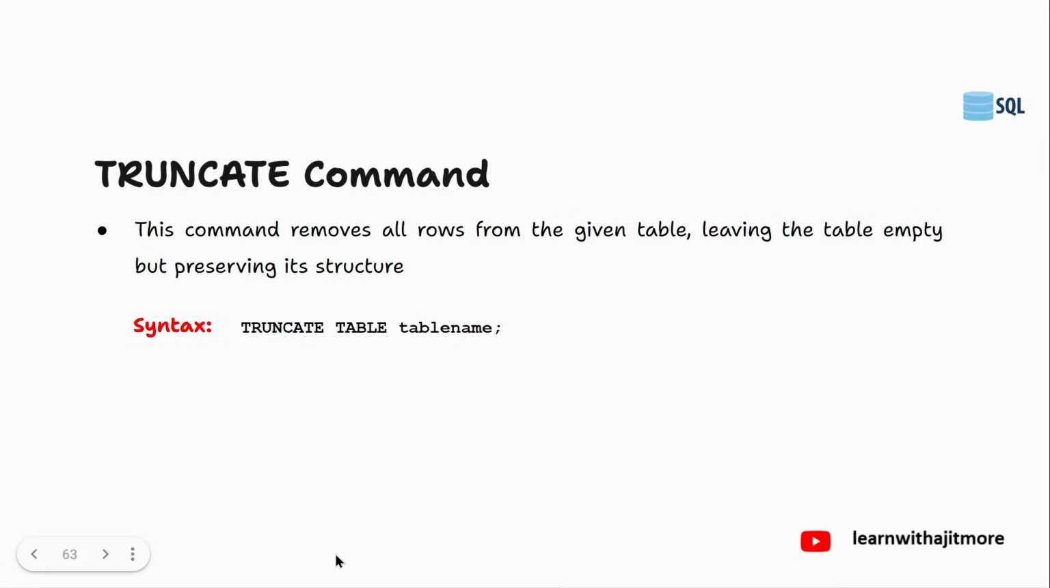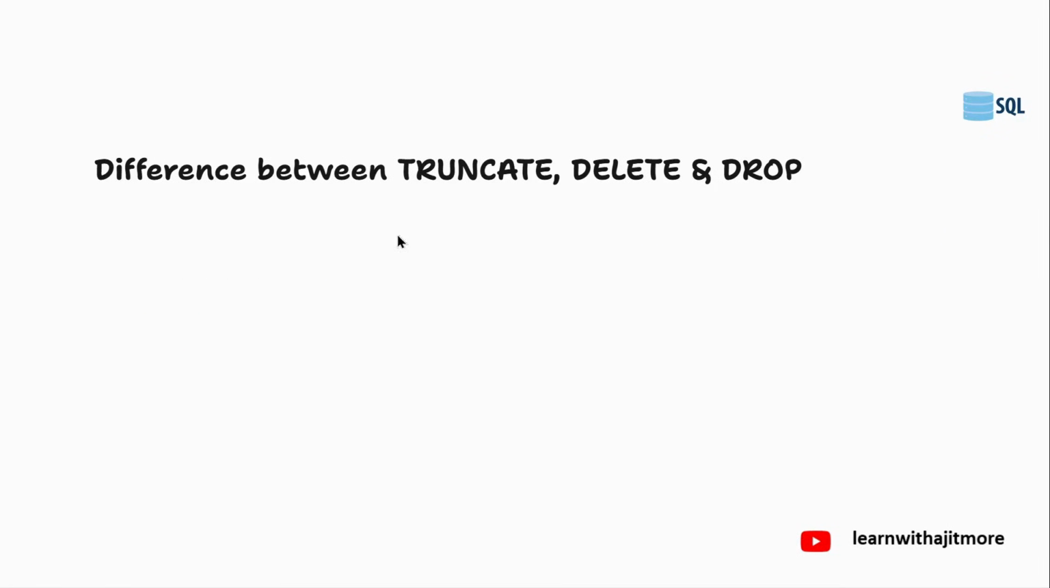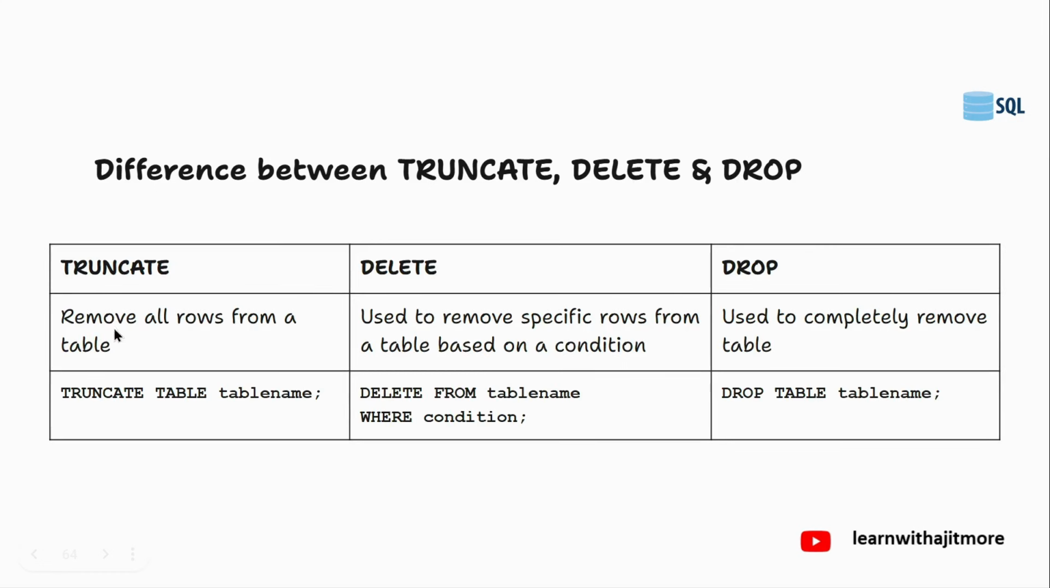So quick difference I'll show you: difference between truncate, delete and drop. See, truncate removes all rows from a table. It will remove all the rows, but the table structure will exist. Delete deletes the records, but you can mention conditions also, so it is used to remove specific rows from a table based on a condition. And drop is used to completely remove the table, meaning the records are also deleted and the structure is also gone. Structure gone means gone from your data dictionary.